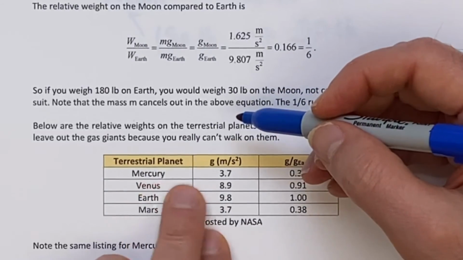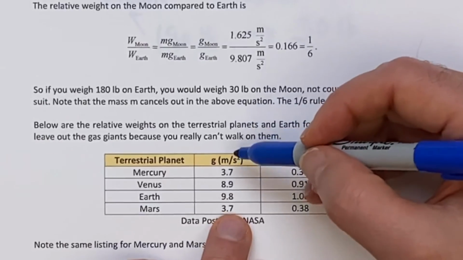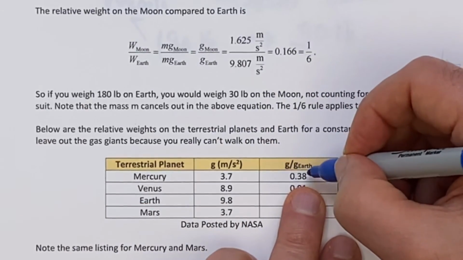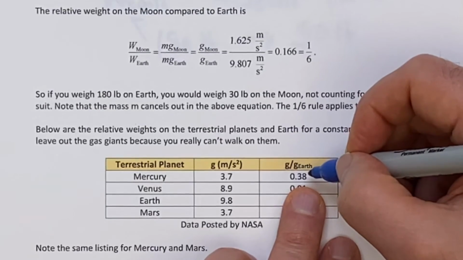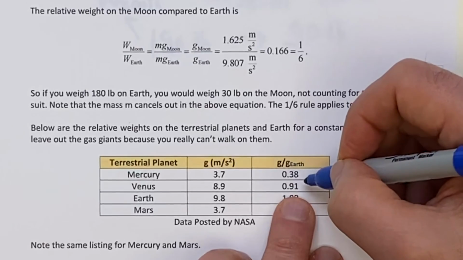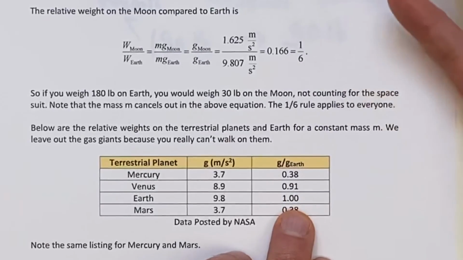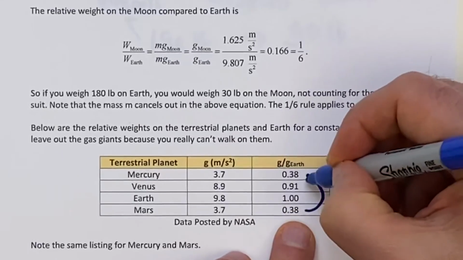So for Mercury, yeah, 3.7, 8.9, these are the meters per second squared, but I prefer to just look at the ratio. So 0.38, that's your weight on Mercury, 0.38 of whatever it is on Earth. 0.91 for Venus, 1 for Earth, whatever it is on Earth, it's going to be what it is on Earth, and then 0.38. Notice that Mercury and Mars are the same.